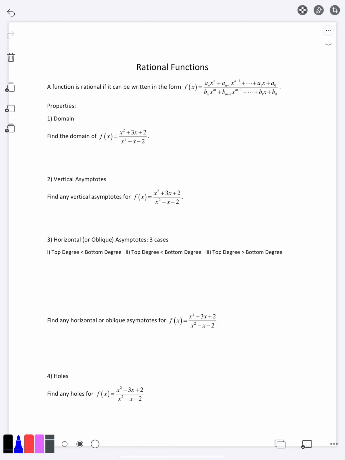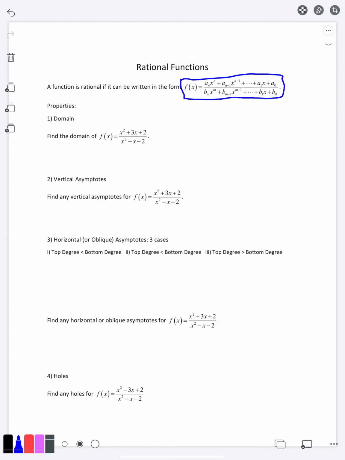The next type of function that we're going to look at and see how to graph are called rational functions. This is the generic formula for a rational function. Really, it's just a fraction with a polynomial on top and a polynomial on the bottom. Notice how I used n on top and m on the bottom. It's because you can have different powers of x on top and bottom. You could have any powers, so there's no way to say they're the exact same.